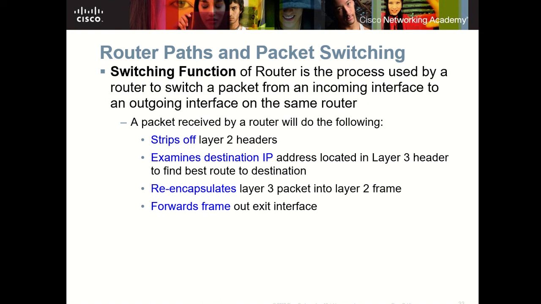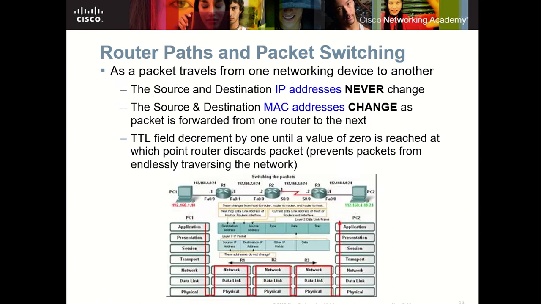So once it has determined the best path towards the destination, it re-encapsulates the packet, attaching new information, particularly the new source MAC and destination MAC address. And then after that, it forwards the frame to the exit interface.